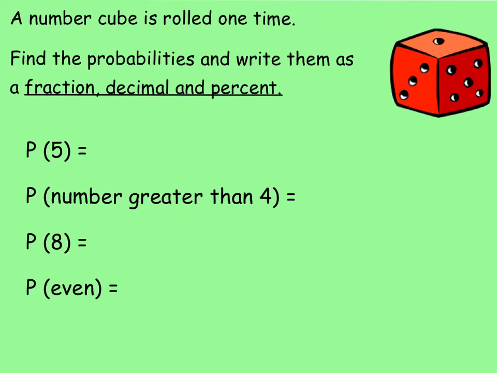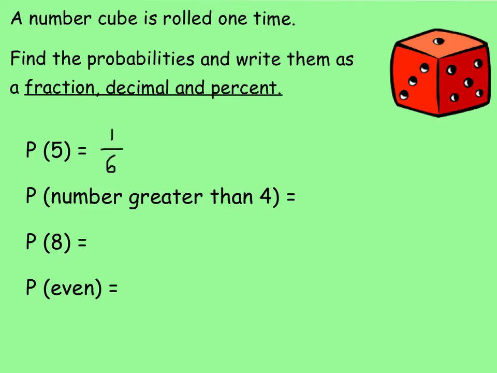A number cube is rolled one time. Find the probabilities and write them as a fraction, decimal, and percent. Go ahead and pause and then play the video to check your answers. All right, let's go ahead and check your answers. The first one is the probability of rolling a 5. The probability of rolling a 5 would be 1 out of 6.